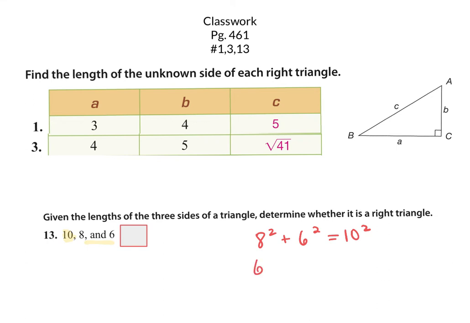So we have 64 plus 36 equals 100. Is that true? Yes, 100 equals 100. That is a right triangle. And so if the Pythagorean theorem holds true for the three numbers, then you can create a right triangle with those three lengths. If the Pythagorean theorem does not hold true, you could not create a right triangle with them. It would not work. Think about why that is true.